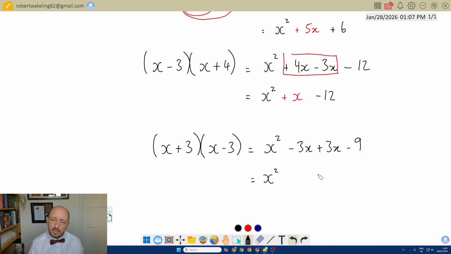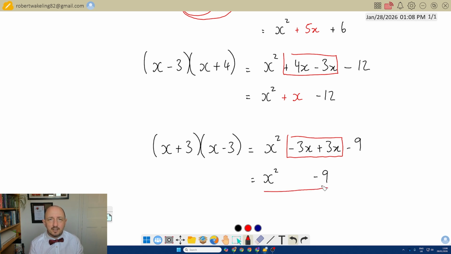We have the x squared and the minus 9. And what happens with these middle 2? We have minus 3x plus 3x, or alternatively 3x take away 3x is 0, or 0x. So when you have a plus and a minus, the same bracket but 1 plus 1 minus, these middle 2 terms disappear, and we're just left with x squared minus 9 as our final answer.